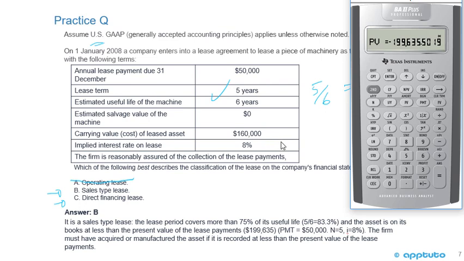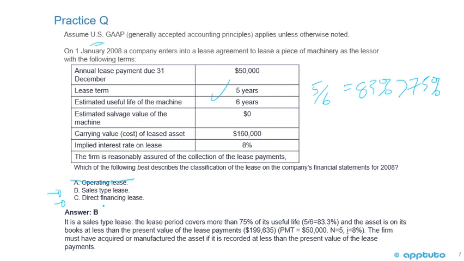So we can see $199,635, the present value of the lease payments, is more than the carrying value, the cost of the leased asset. So that's a sales type lease, and a profit will be recognized. Okay, so you can see it's a sales type lease. The lease covers more than 75%, and the present value of the lease payments is $199,635. The firm must have acquired or manufactured the asset if it is recorded at less than the present value of the lease payments.